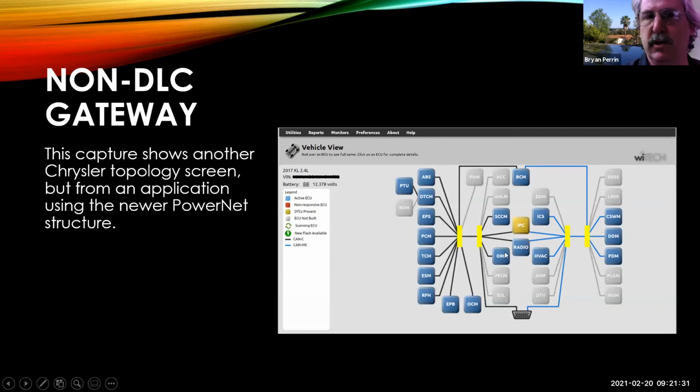And then the modules in blue are all the modules that are present. Modules can be different colors. As we see, we have a gold here based on condition of the module, and all the grayed out modules are not there. So this is Chrysler's topography screen.